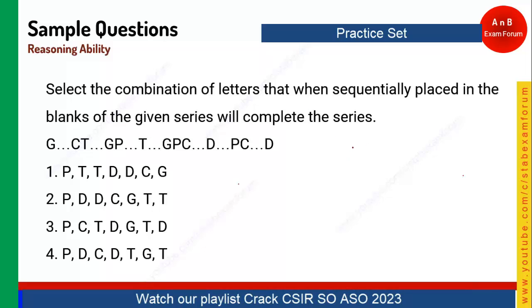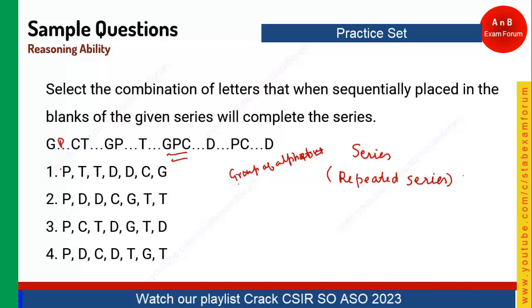Student, this question is from the series, and this type of series is called repeated series. Some alphabets are repeated in this series, and a very simple trick for this question is to see the group of alphabet, the maximum group of alphabet. Here you can see GPC has the maximum number of alphabets. So let's fill these blanks. So GPC, so P should come here.